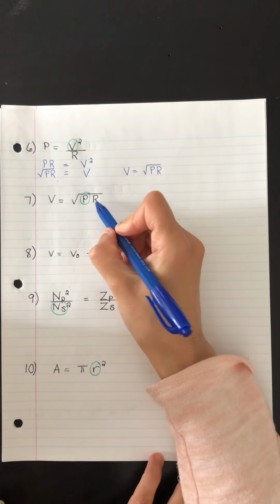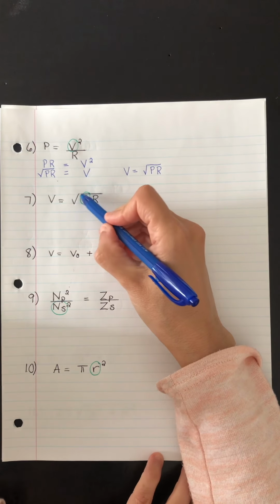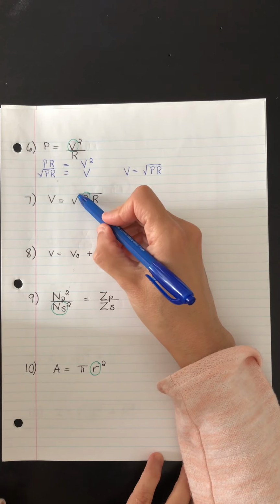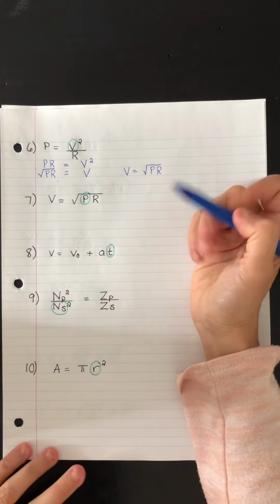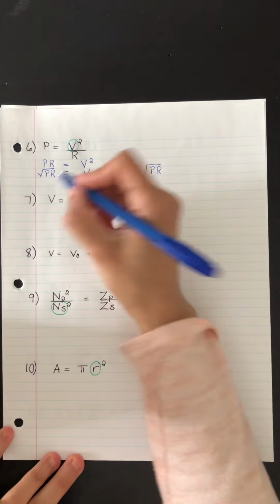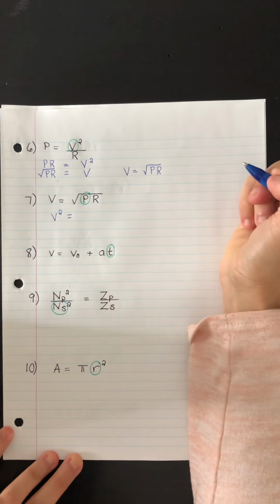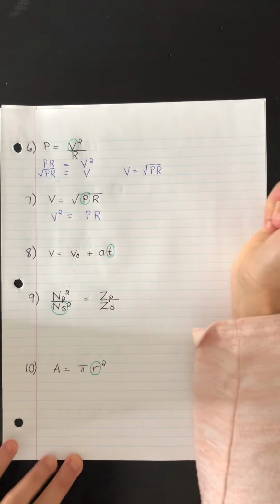Okay, the unit containing P is isolated. So we have to start by removing this trapping square root sign. And that's done by performing the opposite, which is squaring. When you square the left side, you get V squared. When you square the right side, you will get P times R.